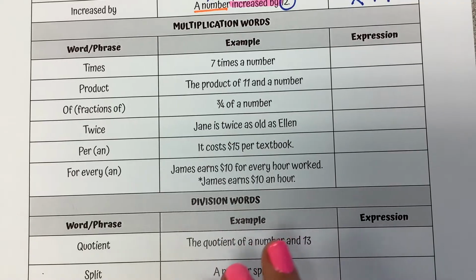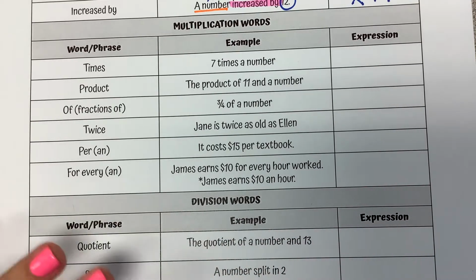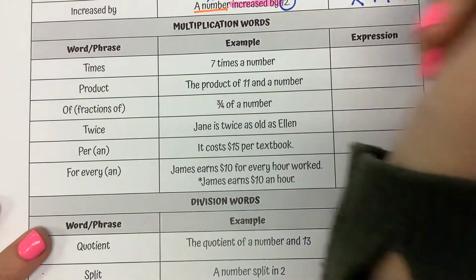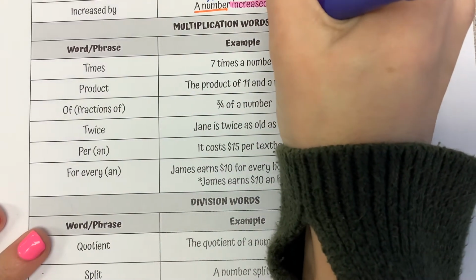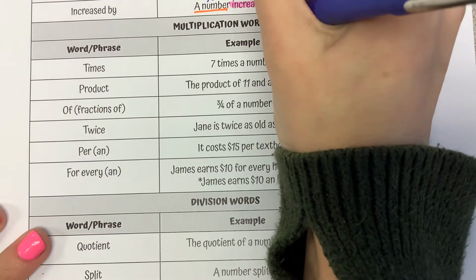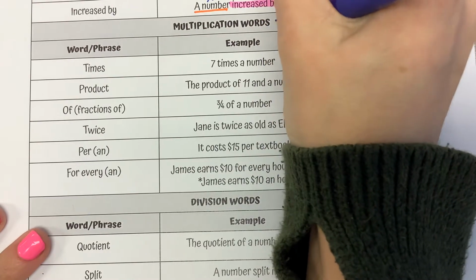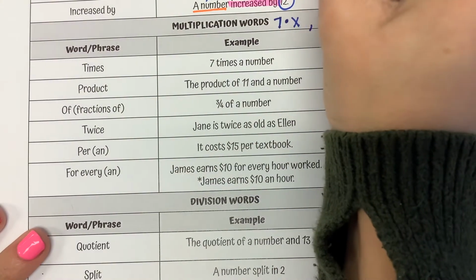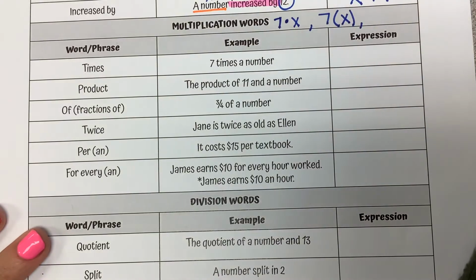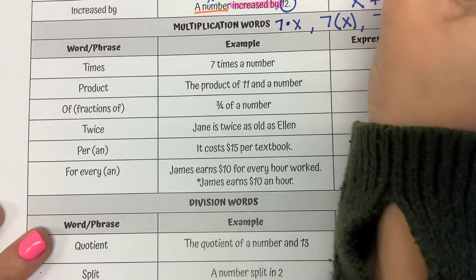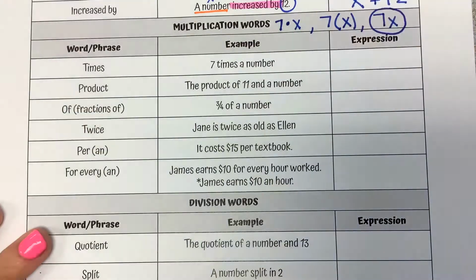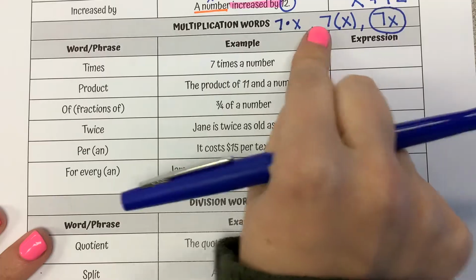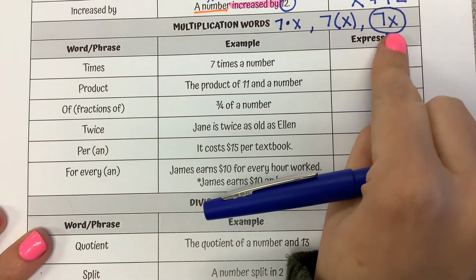Now let's look at multiplication. As a reminder, when we are writing multiplication, technically 7 dot x means multiplication. 7 parentheses x technically means multiplication, but the most proper way to write things is with a number right next to the variable. We'll technically accept this. We want you to get in the habit of writing it the most algebraically.